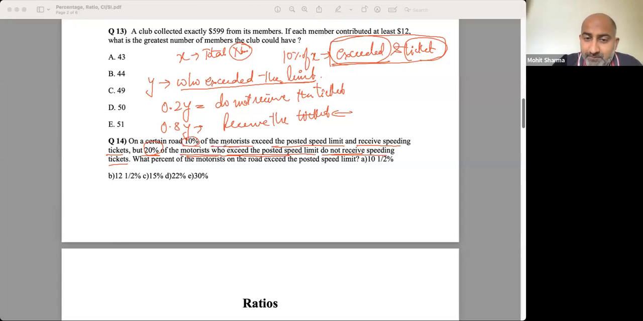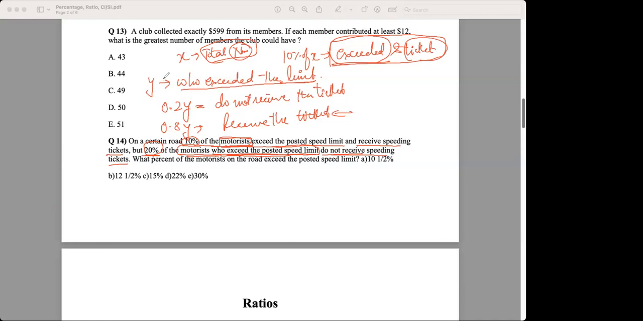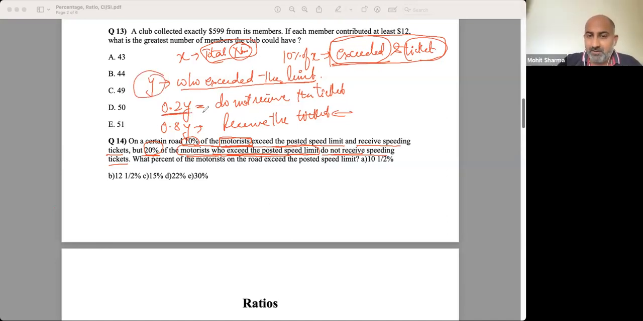10% of what? 10% of motorists means 10% of all the motorists. Okay, but this is 20% of motorists who exceeded the posted speed limit. Yes, this is 20% of only these people. Getting the point? When I say 10% of motorists, it means 10% of all motorists. And this is only those who exceeded the speed limit, 20% of them do not receive the tickets. That means 80% of them must be receiving the ticket.